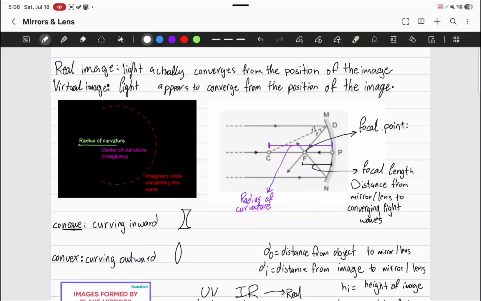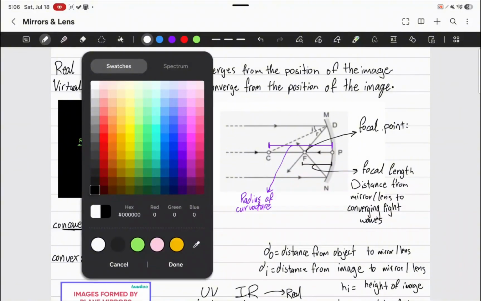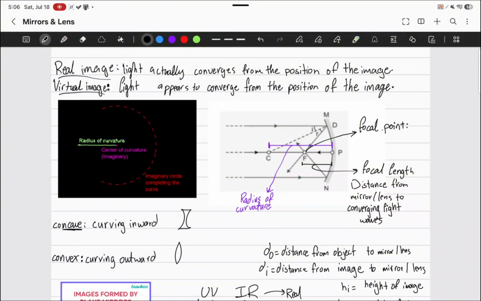Hey everyone, today we're going to be talking about mirrors and lenses. Before we get into it, we have to discuss a few important definitions and terms. The first thing we want to talk about is what a real image is, as well as what a virtual image is.